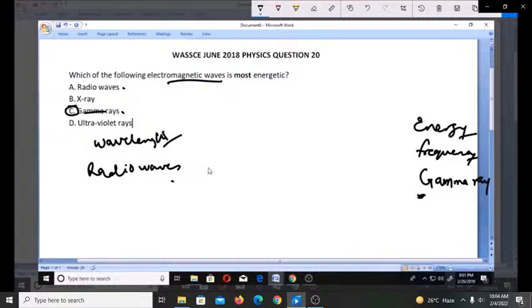So you have radio waves. After radio wave, you have what we call microwave. After microwave, then you have other forms of waves like the infrared, the visible light, the ultraviolet, the X-ray, and other ones. So the answer is gamma rays.